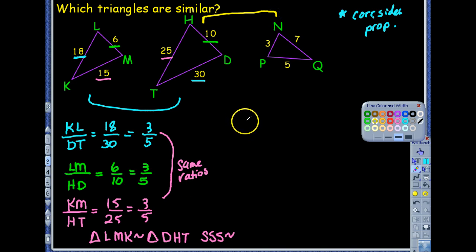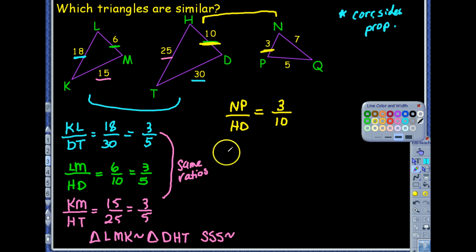All right, so let's say NP is the shortest side. I'll start with that, and that would correspond with the HD. Now, if you did HD over NP, the order of those won't matter, we're just comparing them. As long as, since I started with the NP, I always want to put this piece from that smaller triangle first. Okay, so that's 3/10.